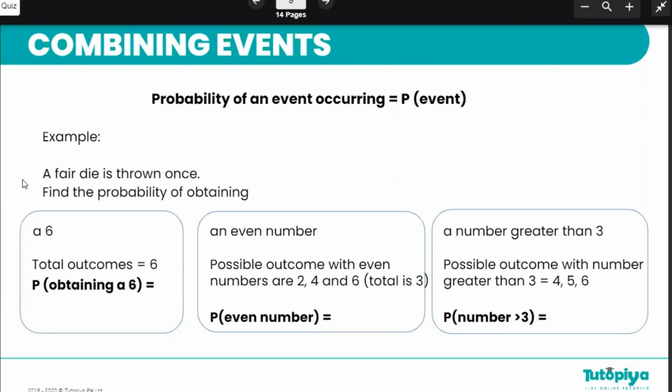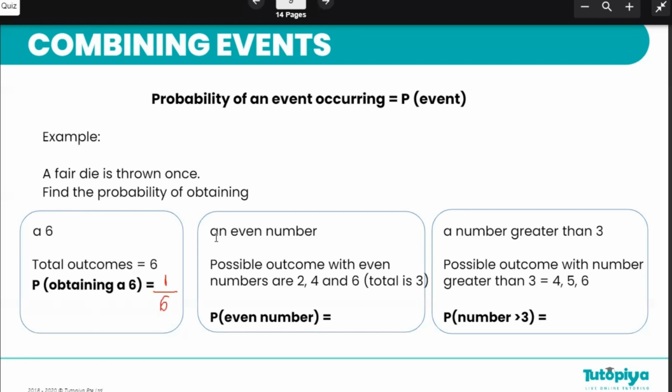A fair dice is thrown once, and what we need to do in this question is find the probability of obtaining a 6. So in this case, we know that if we're using a fair dice, we have a total of 6 outcomes. That's the numbers from 1 to 6. And P(obtaining a 6) means the probability of obtaining a 6. So how are we going to solve this? I know that obtaining a 6 can be just one outcome. That's just one outcome that we have out of a total of 6 outcomes. So the probability of obtaining a 6 is 1/6.